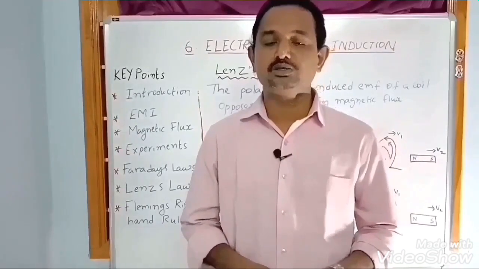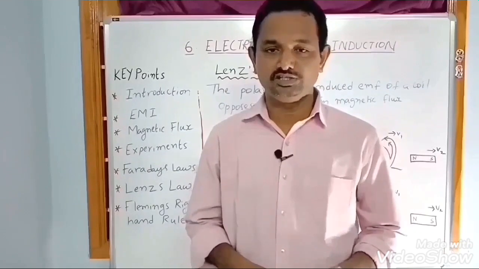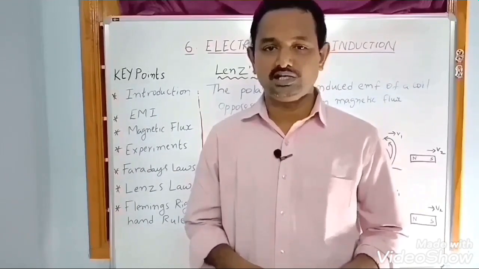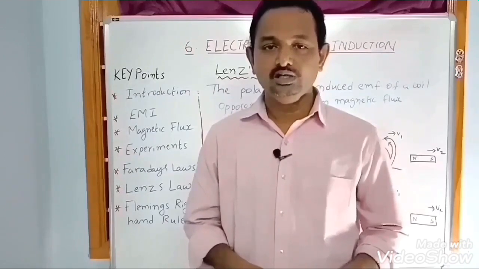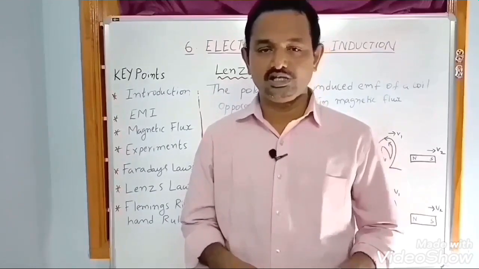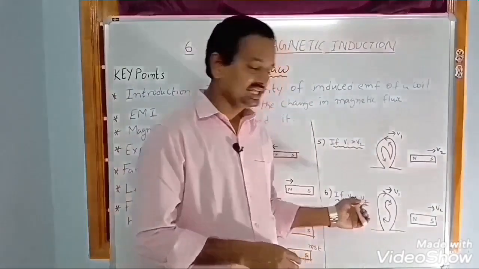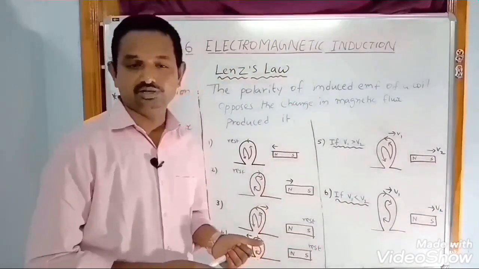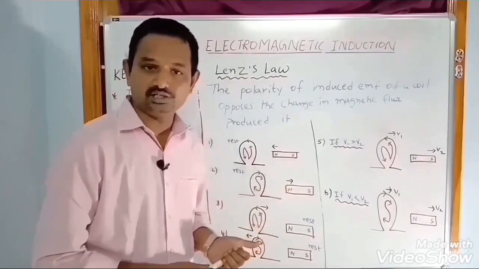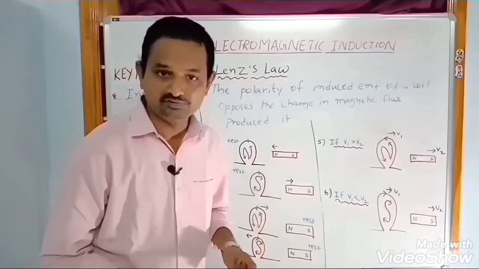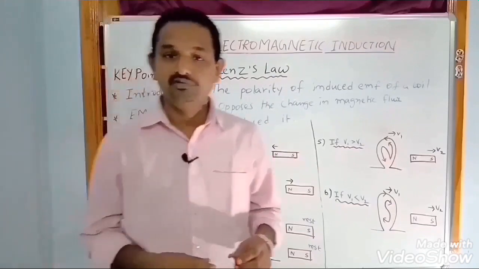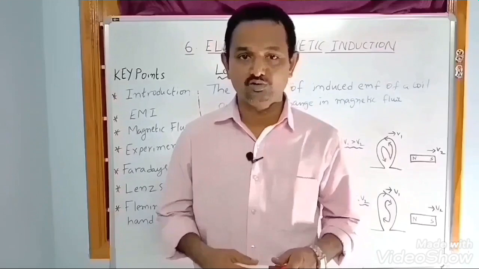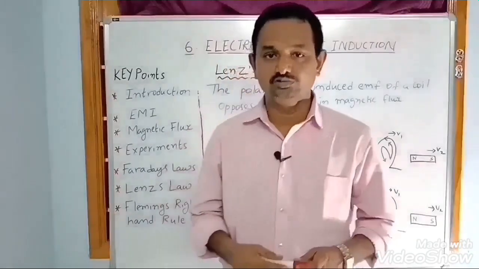Lenz law is based upon the law of conservation of energy. Here, mechanical energy is converted into electrical energy. In these experiments, to find the direction of induced EMF, motion of conductor and direction of magnetic field, we need to discuss Fleming's right hand rule. Now Fleming's right hand rule.